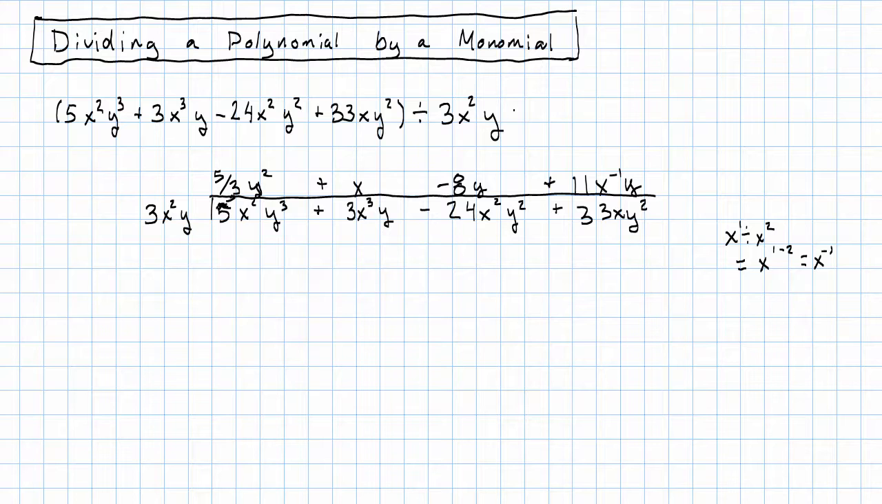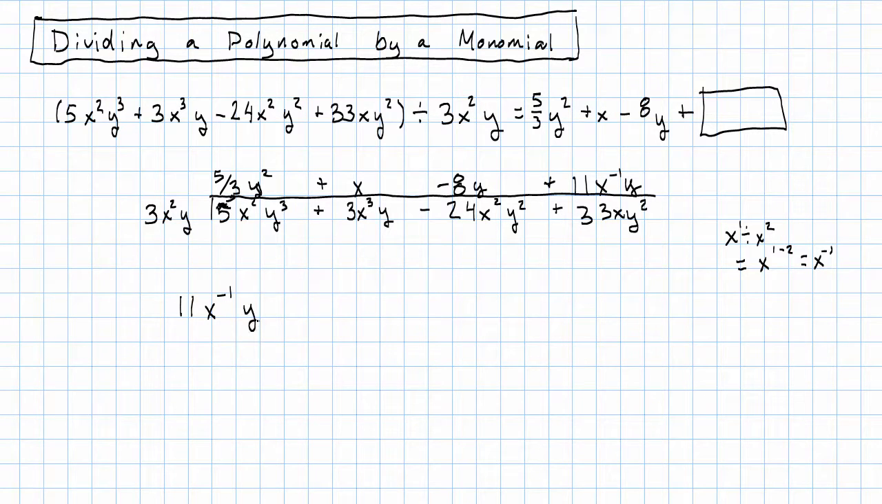So the result of my division is going to be 5/3 y squared plus x minus 8y plus this last term. I want to work with this last term a little bit. I've got 11 x to the negative 1 y. I could just leave this term this way, but I want to make sure that anyone reading my answer doesn't mistake it for a polynomial.